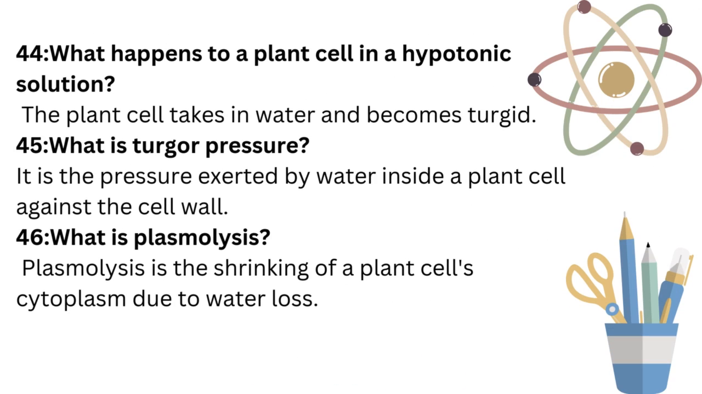What happens to a plant cell in a hypotonic solution? The plant cell takes in water and becomes turgid. What is turgor pressure? It is the pressure exerted by water inside a plant cell against the cell wall. What is plasmolysis? Plasmolysis is the shrinking of a plant cell's cytoplasm due to water loss.